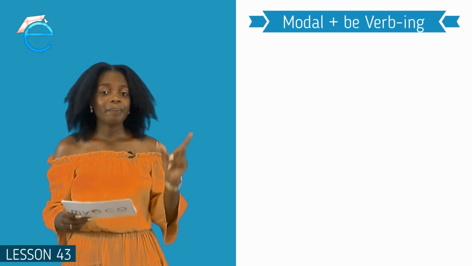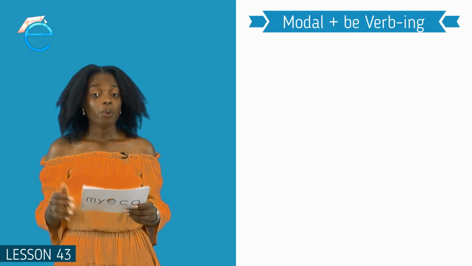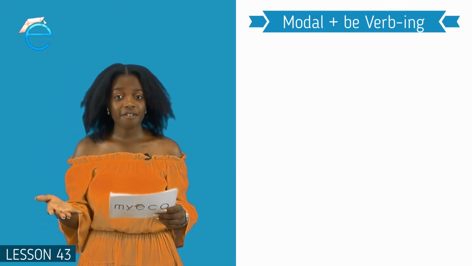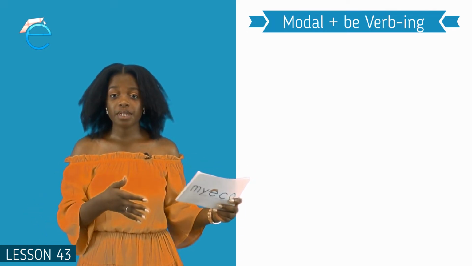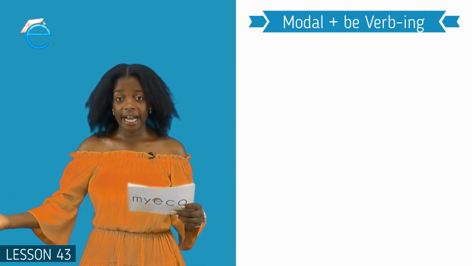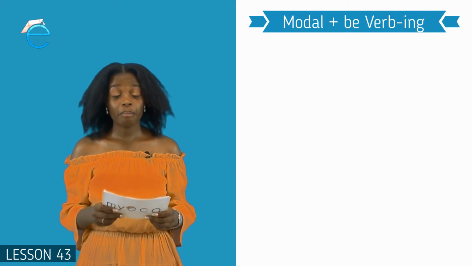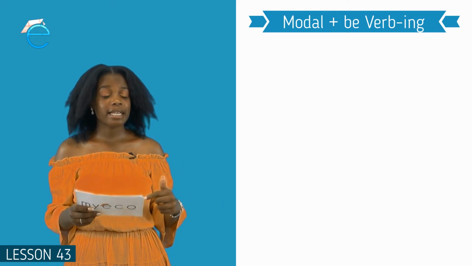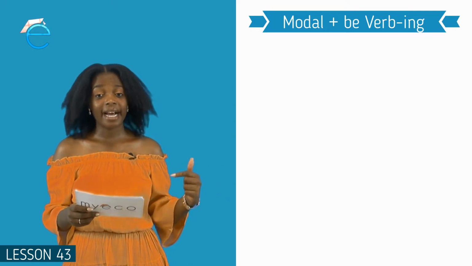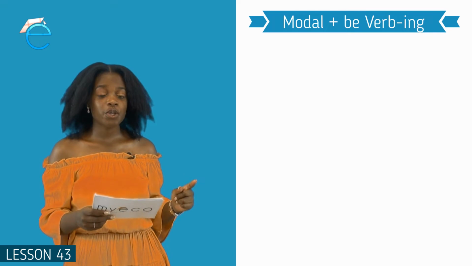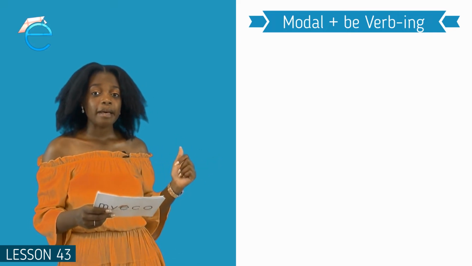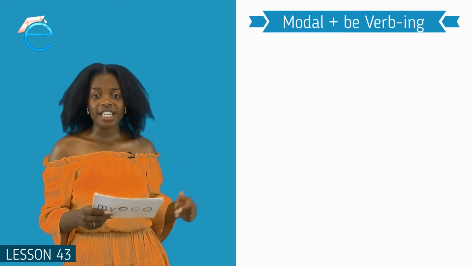Okay, so let's start with progressive modals. Now, the word progressive, we've seen it before. We've seen it when we were dealing with progressive tenses. So we know progressive means the same as continuous, meaning going on right now. Another thing we know about modals is that modals cannot change form. So if we are making something progressive, meaning we're adding ing, it has to be added to our verb. So for a progressive modal, we're going to use be plus the verb ing ending.